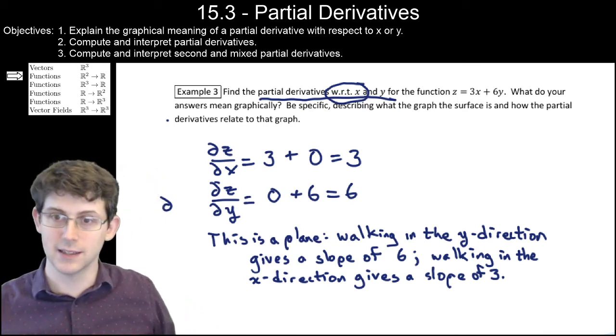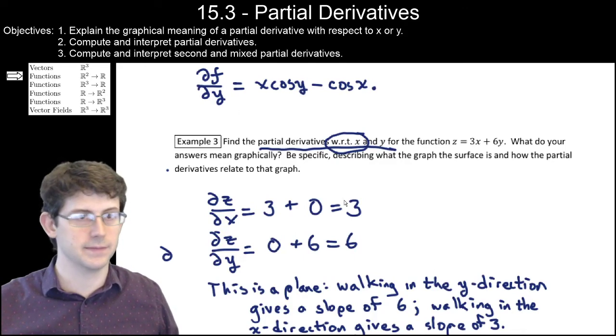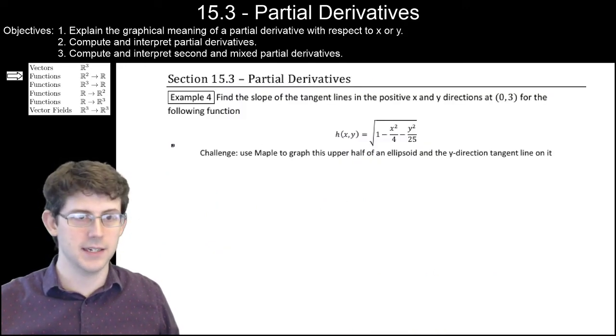It's a really cool section. The idea of the gradient comes up, and it's pretty powerful. Okay, onto the third page.